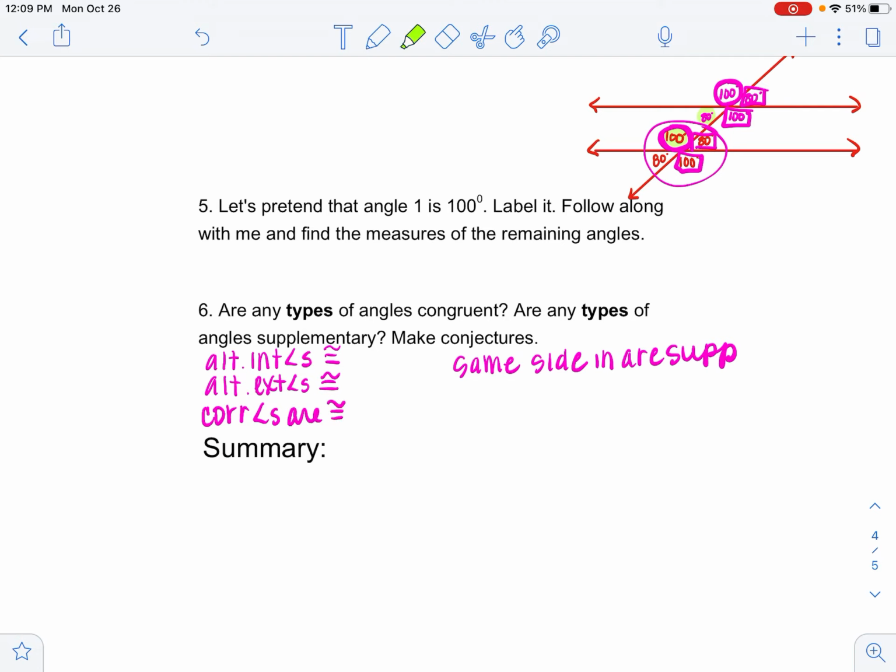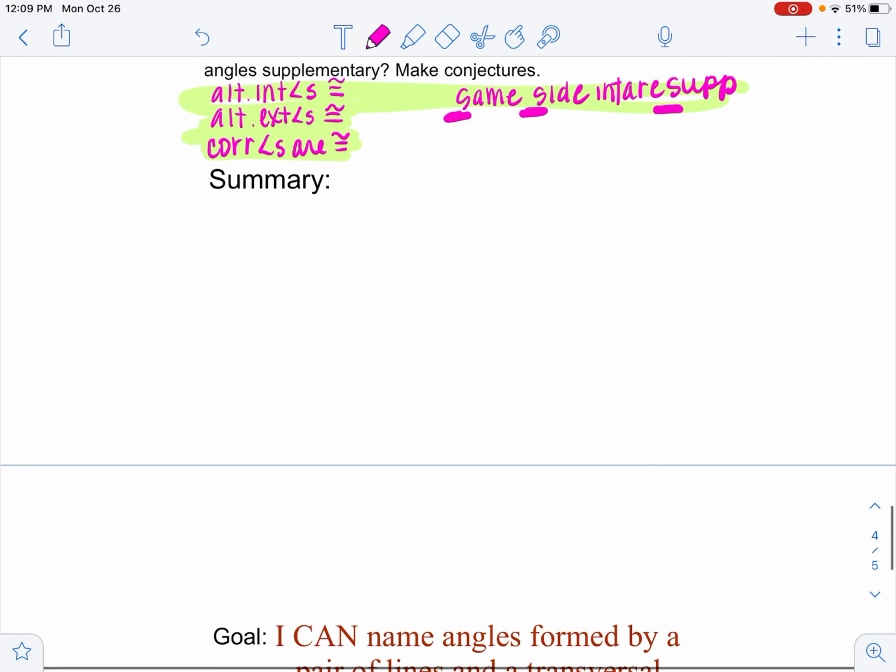So there's my summary. I can copy and paste to bring it down, or I can just say this is my summary. We have alternate interior angles are congruent, alternate exterior angles are congruent, corresponding angles are congruent, and same side interior angles are supplementary. Now, notice there's 3 sets that are congruent and only 1 that's supplementary, so please don't confuse them. I like to think of it as same side supplementary, right? Same side interior angles are supplementary.